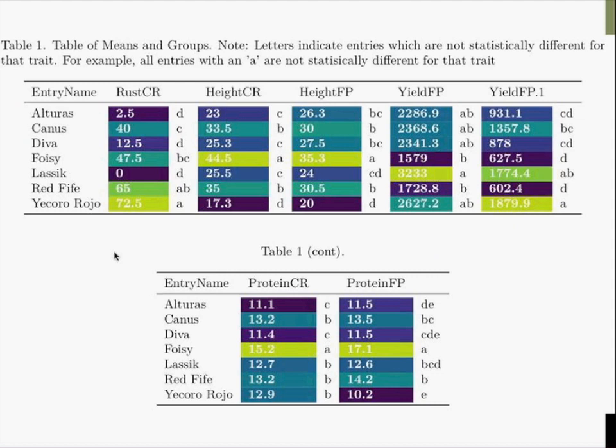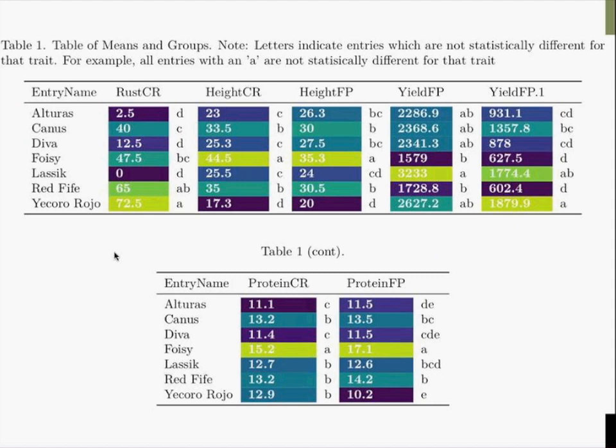And you can see, in this case, low being good, Lassik had no rust incidents, though we couldn't say that was really statistically different than Alturas that had very little, or Diva that had 12%. Whereas Yacoro Rojo here had 72%, which was only similar to Red 5.